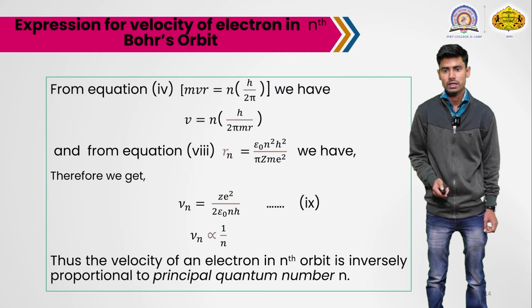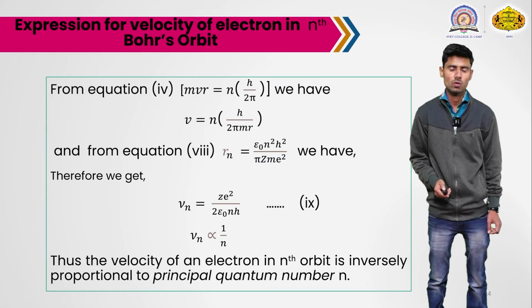And from equation 8, which we derived for the radius of the nth Bohr orbit, Rn equals epsilon 0 n square h square upon pi Z m square. If I substitute this value of Rn from equation 8 in v equals nh upon 2 pi mr, I will get the velocity of the electron in the nth Bohr orbit as Z e square upon 2 epsilon 0 nh, as equation number 9.